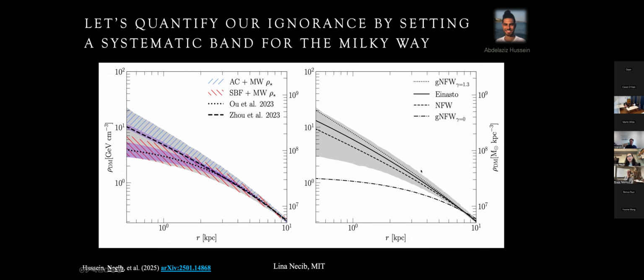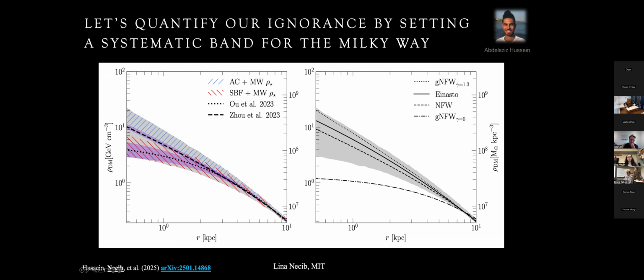And comparing this with different profiles that have been used in the literature in the past for indirect detection, we see that some of them are actually quite common and are indeed within this band that we are trying to provide to the community for use here. But for example, a very big, large core, generalized NFW with gamma equals 0, is really not the right description here. Basically, you need really ridiculously strong feedback to pull it all the way down.